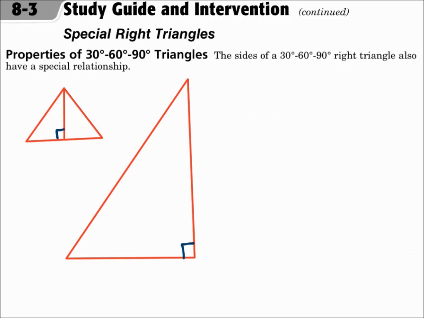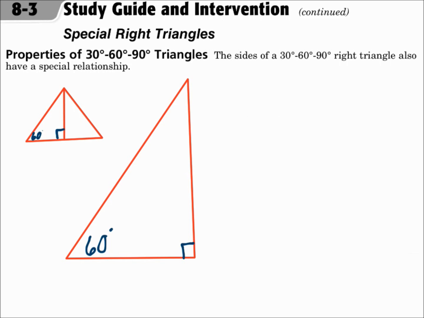The sides of a 30, 60, 90 right triangle also have a special relationship. If you take an equilateral triangle and draw the altitude, that divides the equilateral triangle into two smaller triangles with angle measures 30, 60, and 90. If I look at it bigger, there's our right angle, and the bigger angle of the two acute angles is 60 degrees, just like the 60-degree angle from the equilateral triangle.